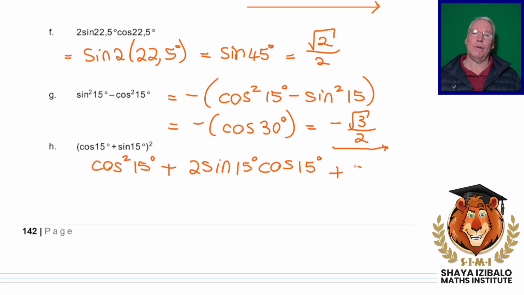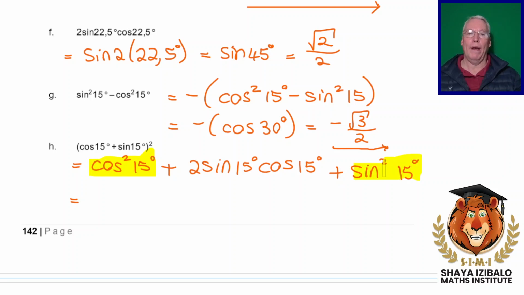And then we get sine squared 15. Okay, and so what we're going to end up with here is, remember that cos squared plus sine squared is just 1. So in fact, this piece and this piece just come to 1.